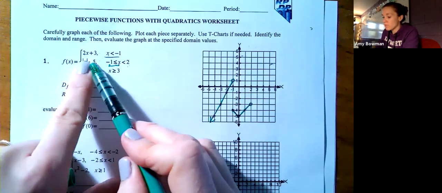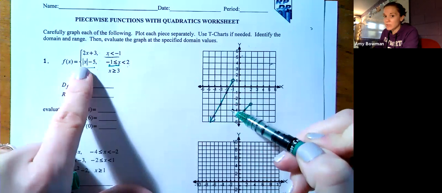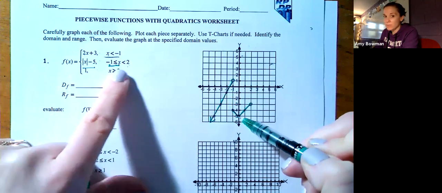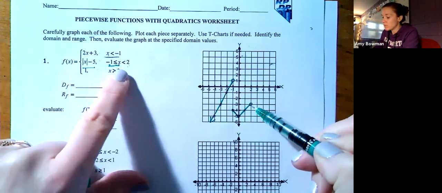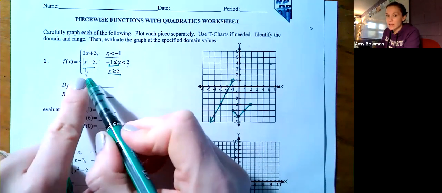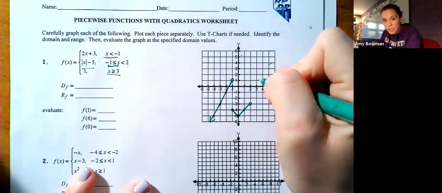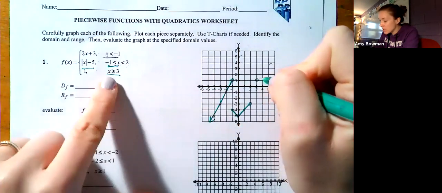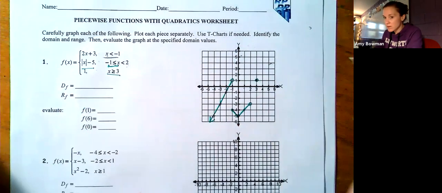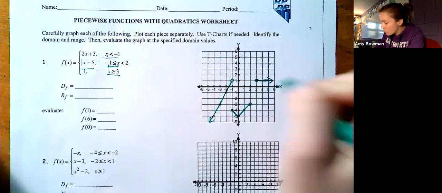So where we started was this linear function up to when x is negative 1. We jump to the absolute value function at negative 1, absolute value of x minus 5, all the way up to 2. And then at 2, this function ends. A new function begins for x greater than or equal to 3. And that is just the horizontal line where y equals 1. But that doesn't occur until 3. And because it is inclusive, meaning it includes 3, I can fill that circle in, and the last piece of my graph will go infinitely to the right.